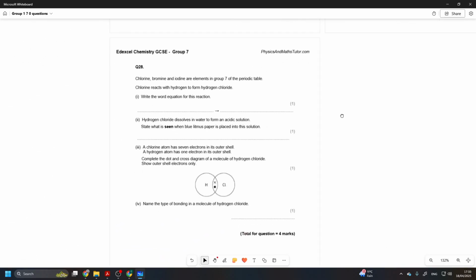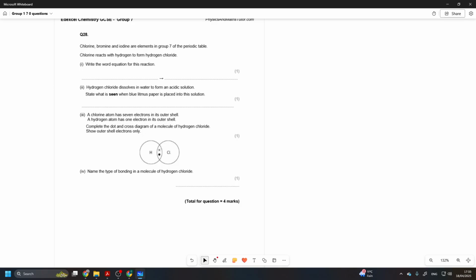Okay, our final page. Please note, no 6 marker in this lot, which is interesting, shall we say. Right, chlorine, bromine, iodine are elements in group 7 of the periodic table. Chlorine reacts with hydrogen to form hydrogen chloride. Write the word equation for this. Hang on, they've literally told you. Chlorine reacts with hydrogen. Yep, they're both there. To form hydrogen chloride.